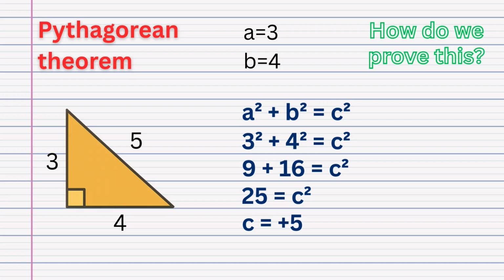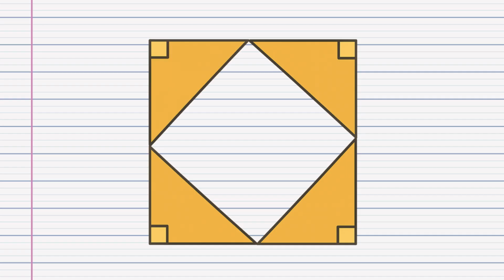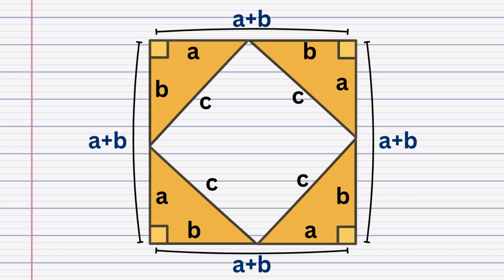But how do we prove this? Let's see a geometric proof. We arrange 4 right triangles inside a square. The empty space in the middle forms another square with side c. Why? Because the other two angles of each triangle add up to 90 degrees. Since the total of angles in a triangle is 180 degrees and one angle is already 90, the remaining angle must be 90 degrees. That's why the middle shape is a square.